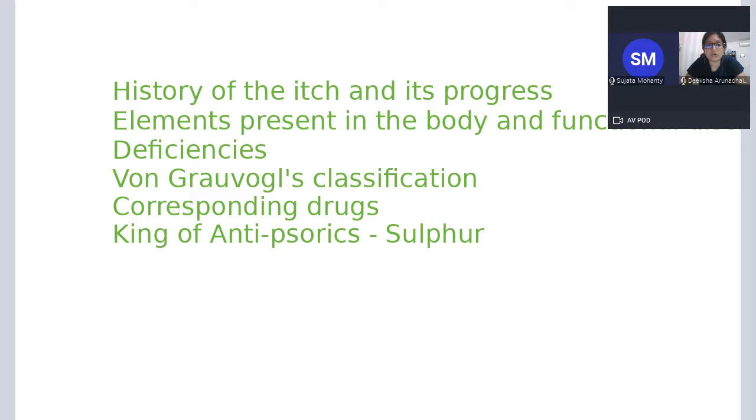Coming to von Grauvogl's classification, this is very interesting. It is also mentioned in some of the textbooks. Von Grauvogl said that the body is influenced by three different kinds of reactions. So what are the elements in organic chemistry that we are familiar with, that are present in abundance in the body? Can anybody answer? Just type it in the chat box below.